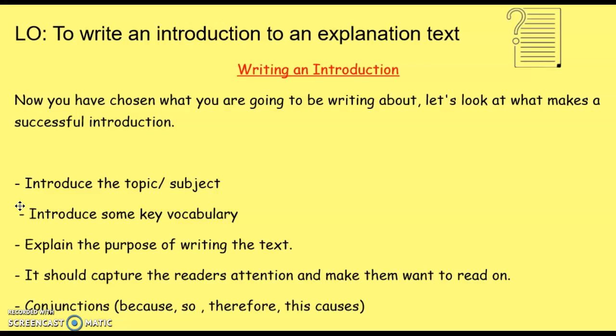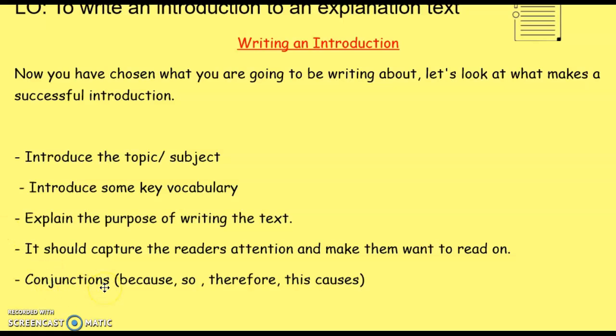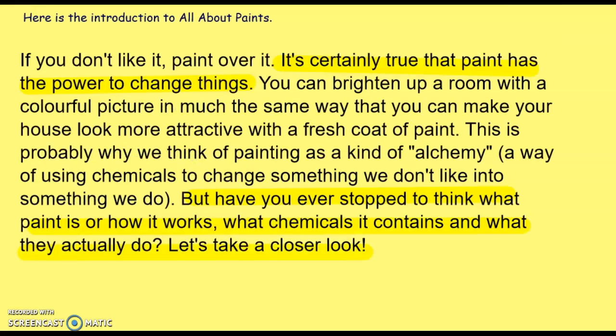Your introduction is the first few sentences of a piece of writing. It should really capture the reader's attention and make them want to read on. It should make them think, oh, I want to find out more about this. It can also include conjunctions, to add more information and detail to your sentence. So conjunctions like because, so, therefore, this causes. They should come up in your text and maybe give more details to your sentences. So, now we've looked at what makes a successful introduction, let's look at the introduction from All About Paint.